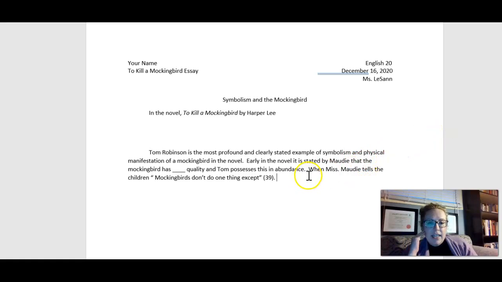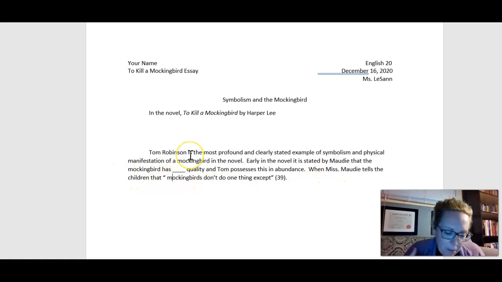You can't let a quote just start. You can't start a sentence with a quotation. So when Miss Maudie tells the children that mockingbirds, I can even add that, mockingbirds don't do one thing except, I could even do this. You can change it here as long as you're not changing the meaning of the word, because it fits in a lot nicer without it being a capital. It doesn't need to be a capital unless it's a name.